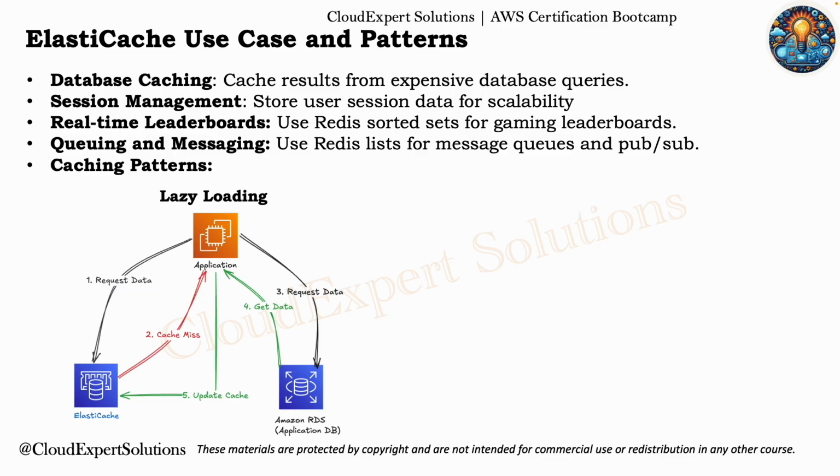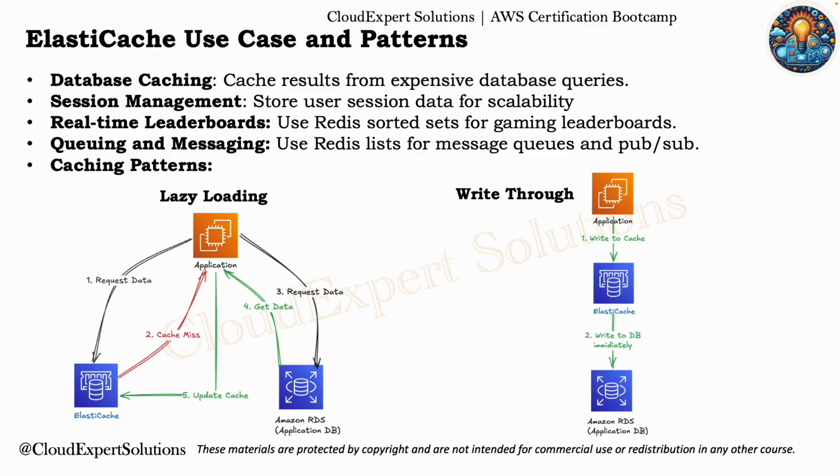To eliminate the stale data problem, you can use a write-through strategy. In the write-through strategy, every write operation is executed on both the cache and the database at the same time. While this technique keeps the cache and the database perfectly in sync, it can introduce more write latency. Please select the pattern based on the scenario given during the certification, because each pattern has its own pros and cons. Now let's go back to the AWS Management Console and review ElastiCache in action.